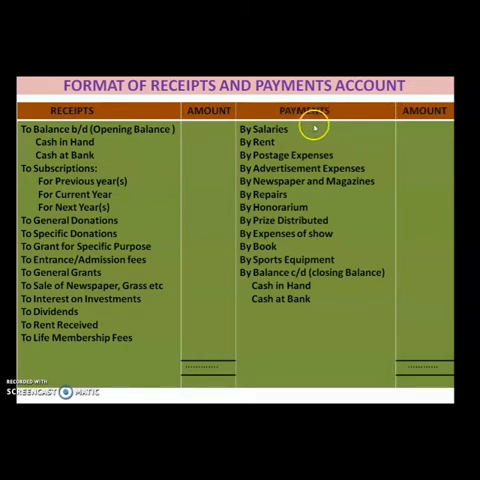Then on the credit side we have payments like salaries paid, rent paid, postage expenses, honorarium, repairs, expenses of show, all sorts of payments will be recorded on the credit side of the receipt and payment account. So if cash is moving out due to some payment, it will be recorded on the credit side. Then we have to close this account. So first you close the receipt side and then close the payment side. Whatever difference you get, that is the balance carried down.